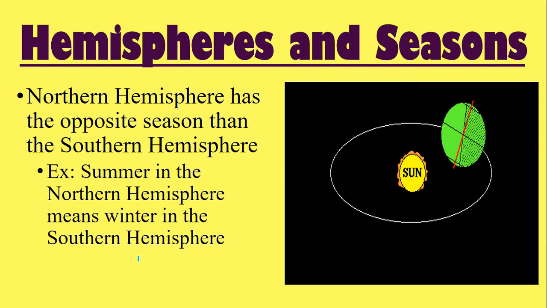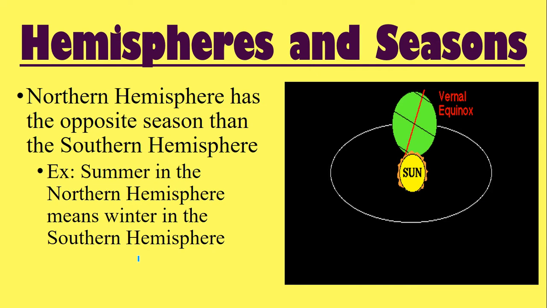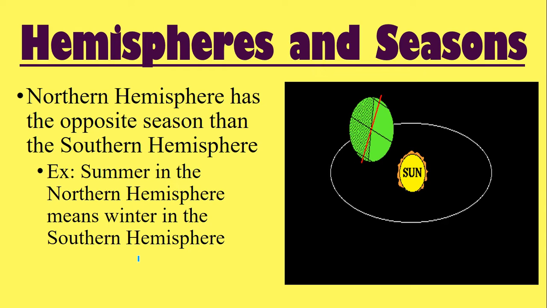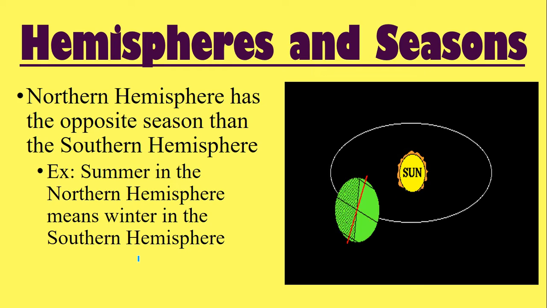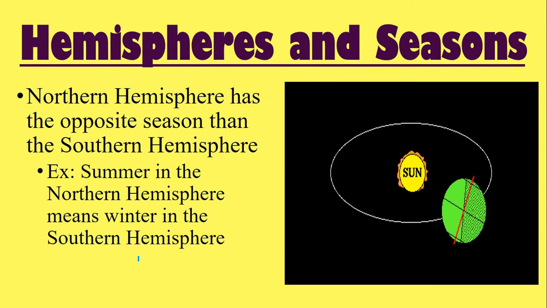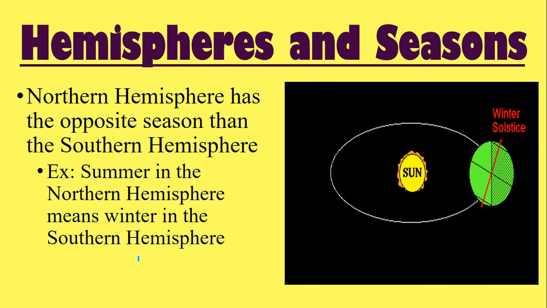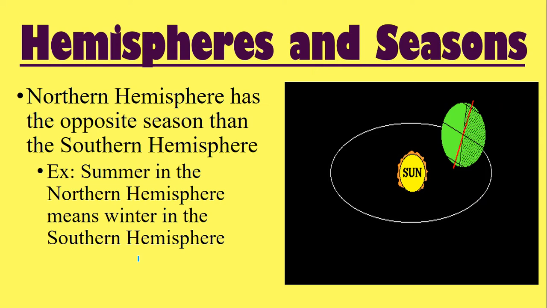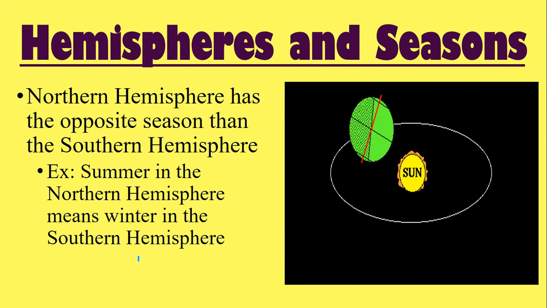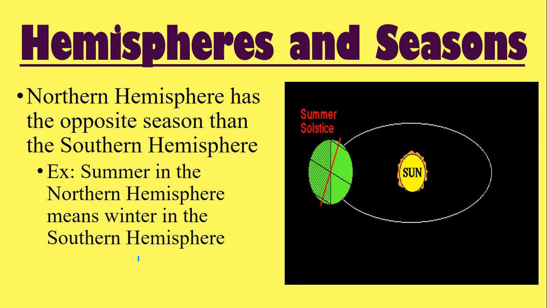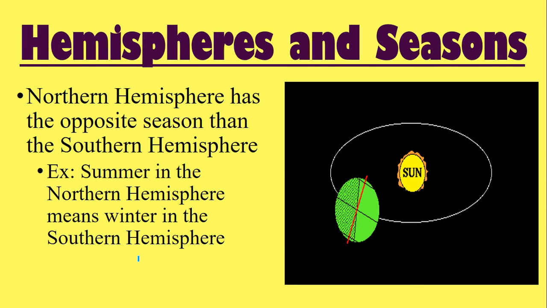Now, this does factor in with hemispheres. Remember, we have the northern hemisphere and the southern hemisphere. It's divided at the equator. The northern hemisphere will always have the opposite season than the southern hemisphere. So my example here is if it's summer in the northern hemisphere, that means it's winter in the southern hemisphere. So the opposite of spring is fall.